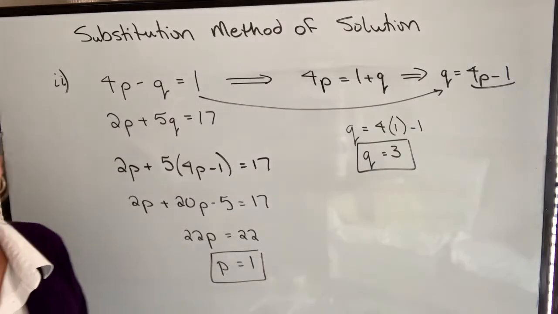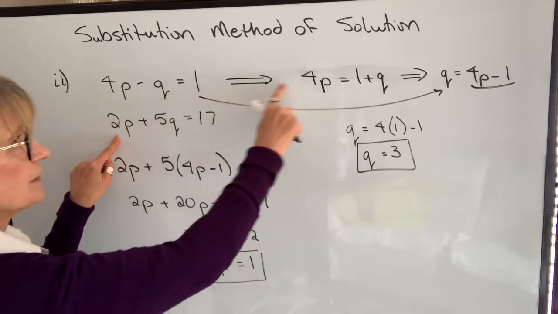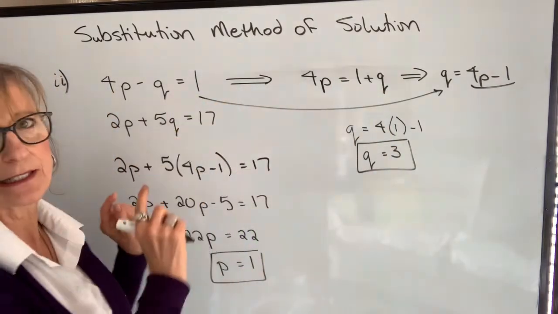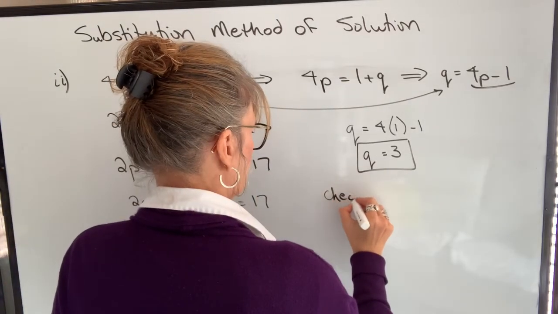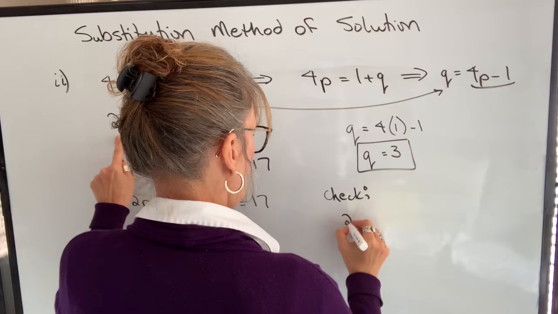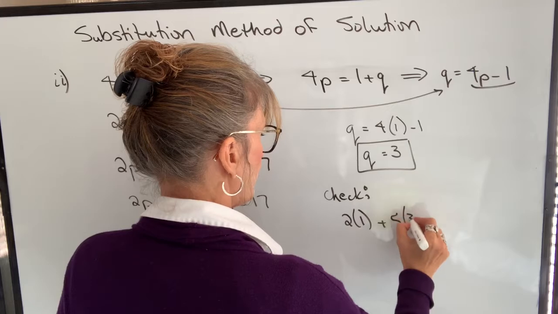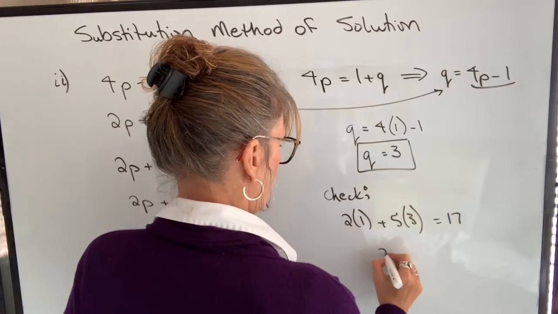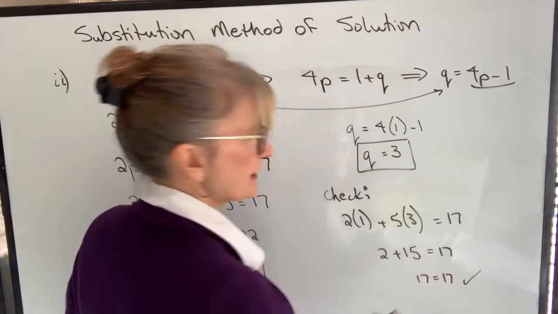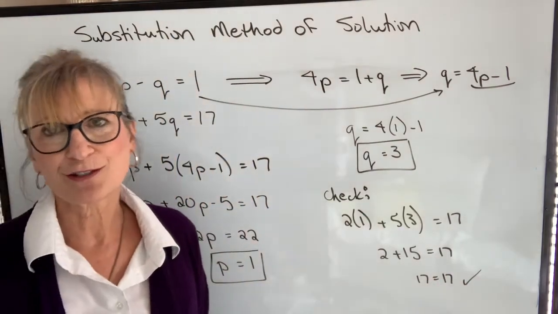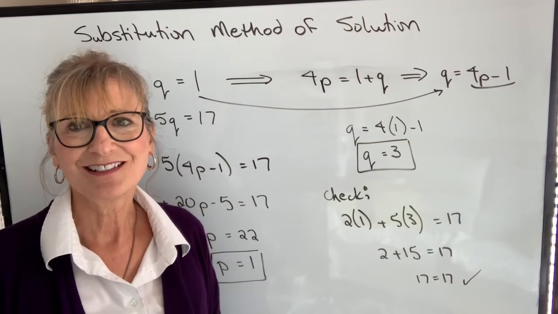So that should be my solution, but we want to check by plugging in to the other equation. I've used this equation to find q, so I shouldn't have to plug back into that one. I now go to the other one. So let's just do a check. Does 2p, which is equal to 1, plus 5 times q, which is 3, equal 17? So I have 2 plus 15. Yes, it does. So you know you've found the correct solution. If it satisfies both equations, then you know you're correct. Let's try one more.